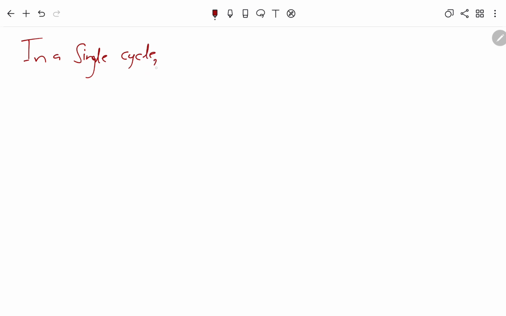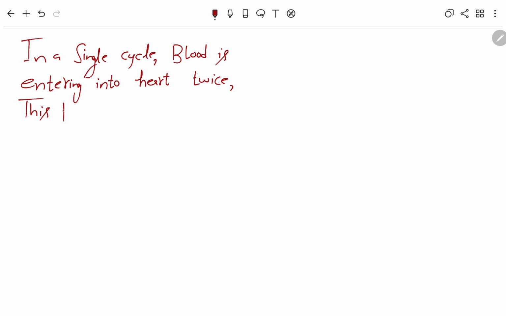I will write over here: in a single cycle, blood is entering into heart twice. In a single cycle, blood is entering into heart twice. This phenomenon is known as double circulation.